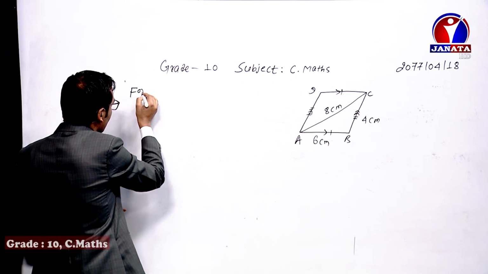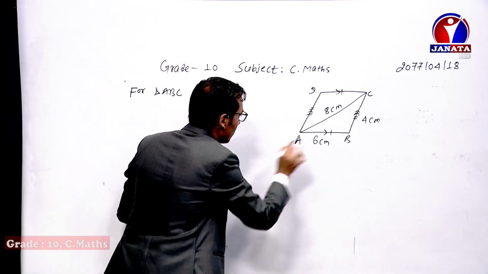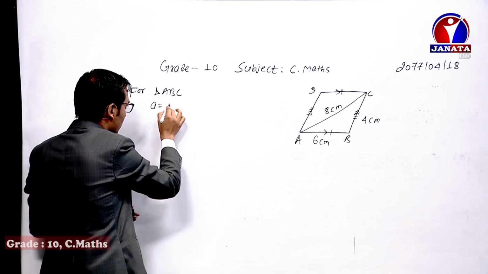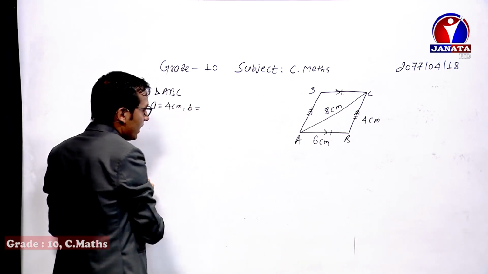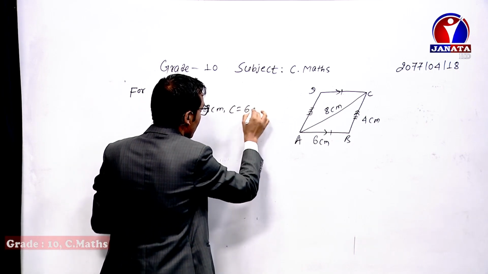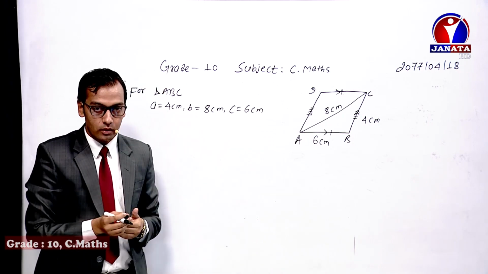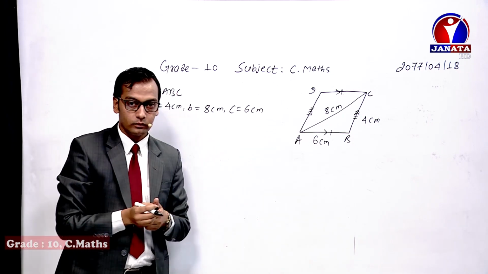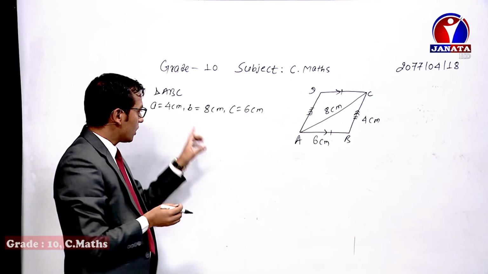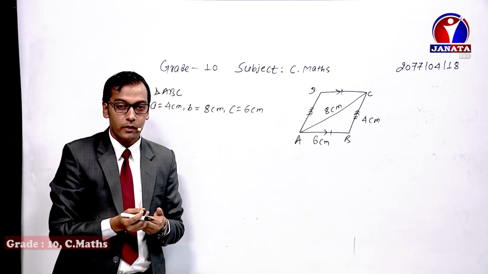For triangle ABC, let's suppose a is 4 centimeter, b is 8 centimeter, and c is 6 centimeter. Now looking at these three different measurements, we can identify the type of triangle. Here a, b and c are different. So this is a scalene triangle. So here I am using Heron's formula to find its area.